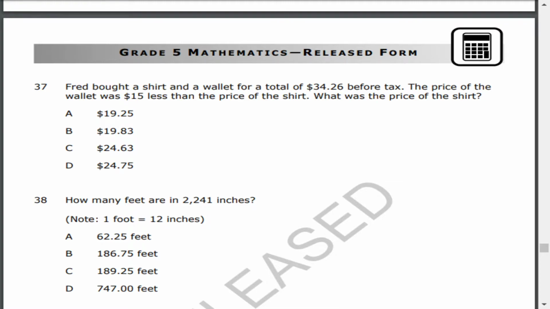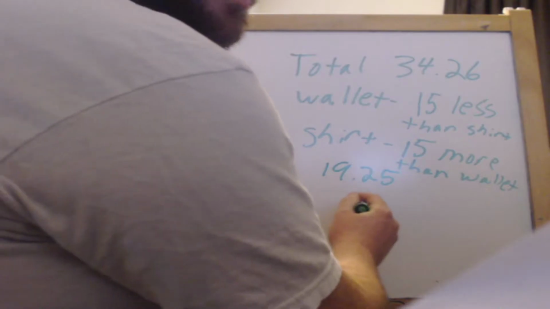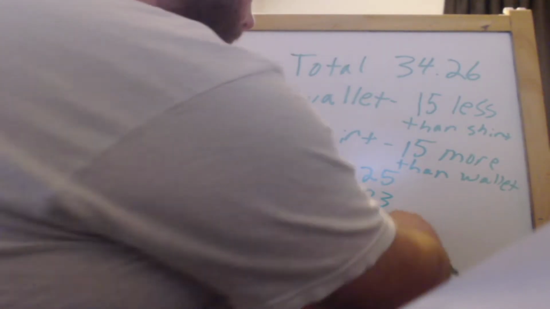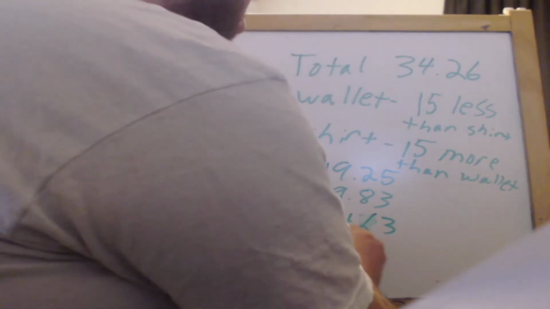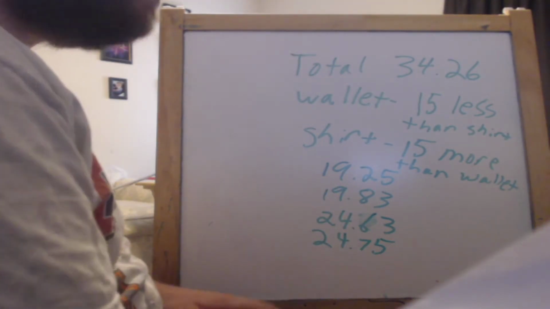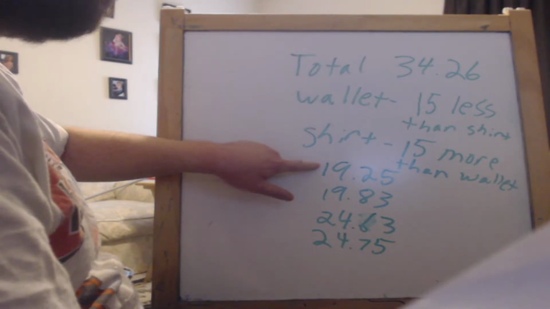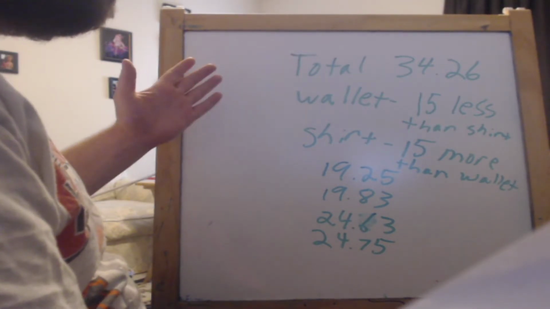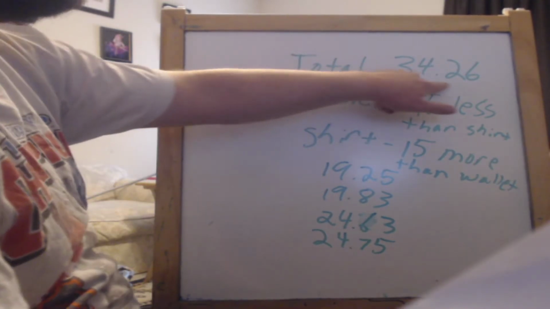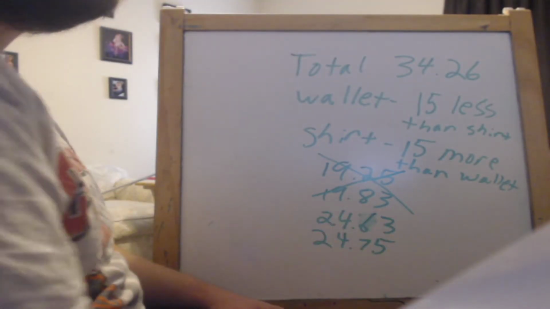Now I can show you. The answer choices are 19.25, 19.83, 24.63, and 24.75. Now, I know that 19 minus 15 is 4. So that would mean about $4 for the wallet, and this would also be around $4 or $5 for the wallet. Now I know that 19 plus 4 or 5 would not give me any answer that's close to 34.26, so I can just X these out without even having to do math. So the answer has to be one of these.